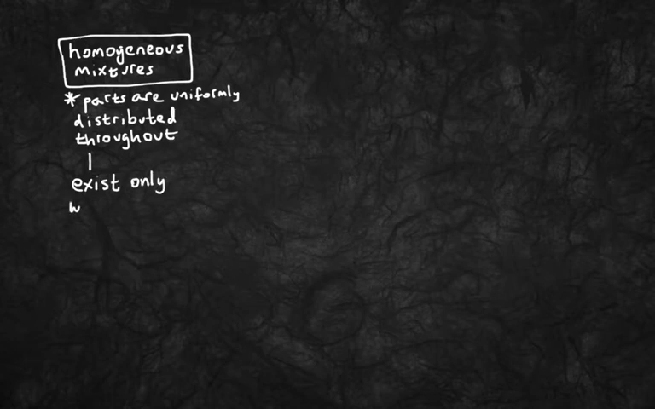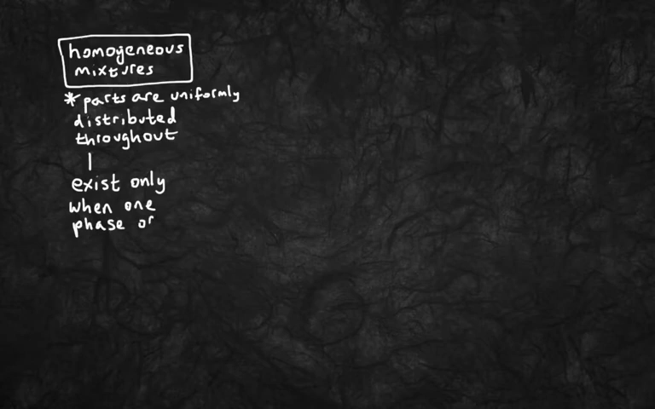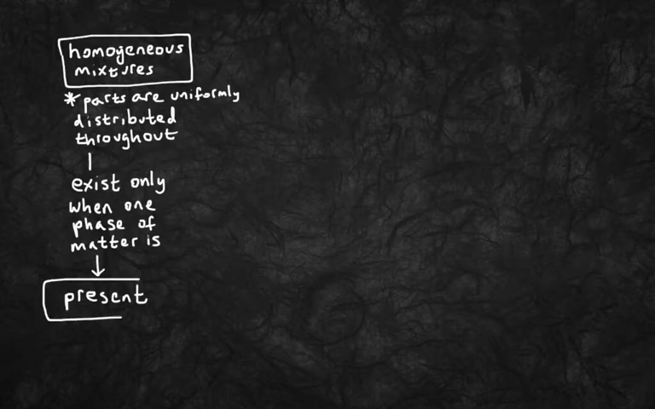So one thing that I want to add to our concept map is that homogeneous mixtures exist only in one phase of matter. All liquids, for example, or all solids or all gases. You're never going to see a homogeneous mixture that has more than one phase of matter. For example, you won't see one that has a liquid and a solid in it. It doesn't work out that way.